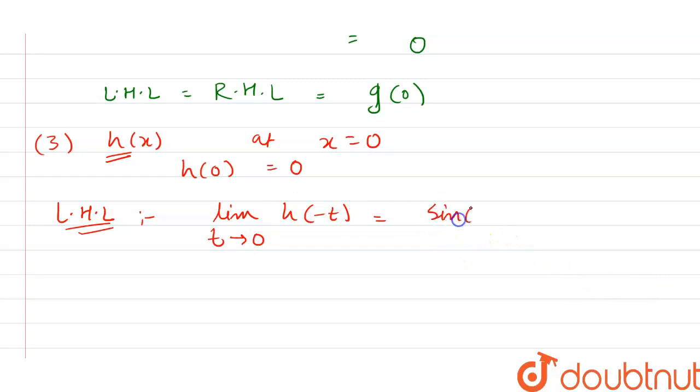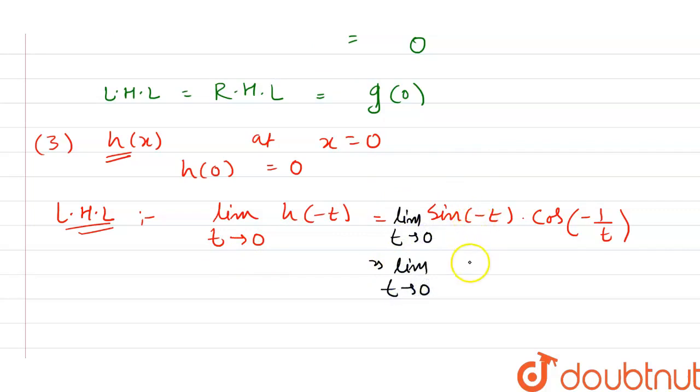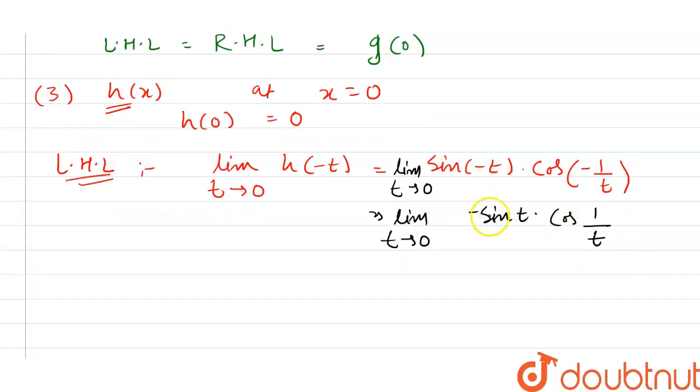This is equal to sin(-t) into cos(-1/t). If we apply the rule of sin(-theta) and cos(-theta), this is equal to the limit, sorry guys, here I forgot to put the limit t tends to 0. So this is equal to the limit as t tends to 0 of -sin t into cos(1/t). Now we will take this minus sign outside and multiply and divide by t.